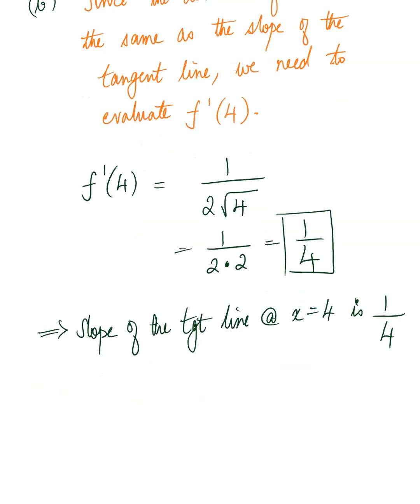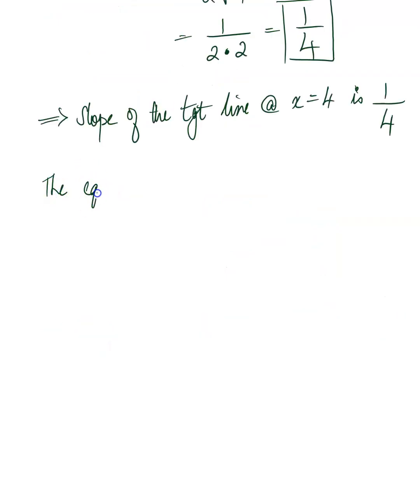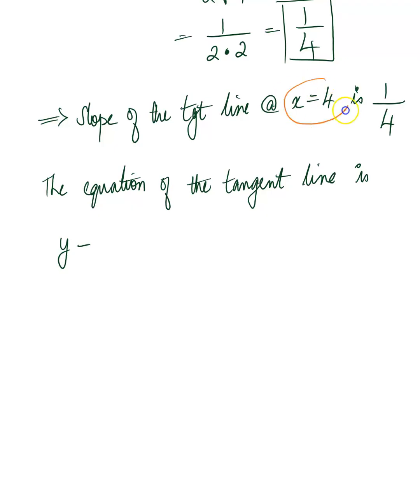Now that we have the slope, we need to find the equation, because that's what they mean by find the tangent line. The equation of the tangent line is y minus y1 equals m times x minus x1. In order to help us answer that, we were given just the x coordinate, right? So f of 4, which is your y coordinate, is square root of 4, which comes out as 2. So the point is x, which is 4, comma y, which is 2.